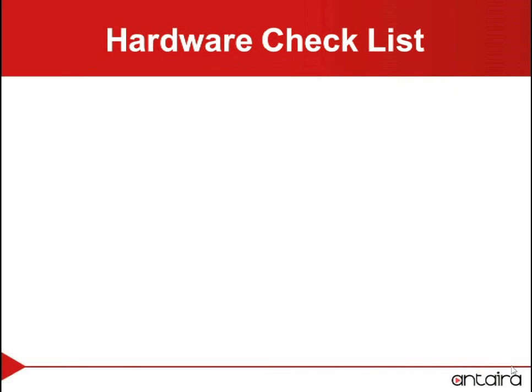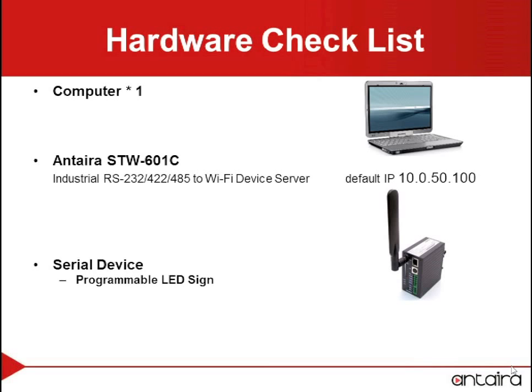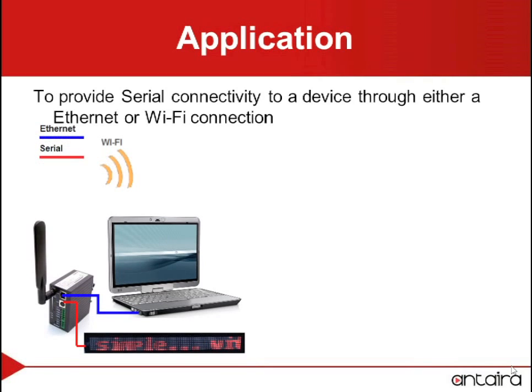To start off, we will go over the hardware checklist. A computer will be needed. A device server, we will be using an STW-601C, as well as an in-serial device. We will be using a programmable LED sign. The application will be to provide serial connectivity to a device through either an Ethernet or a Wi-Fi connection.